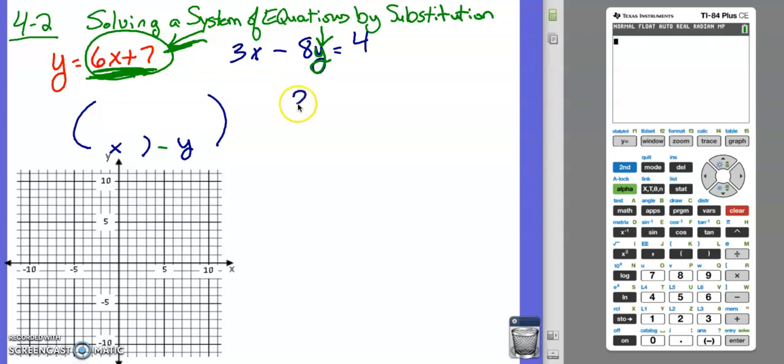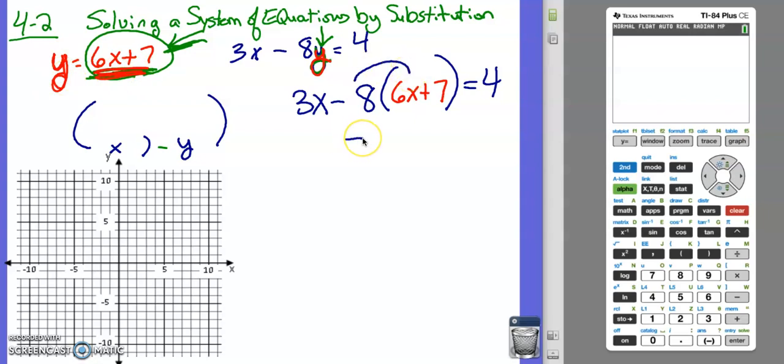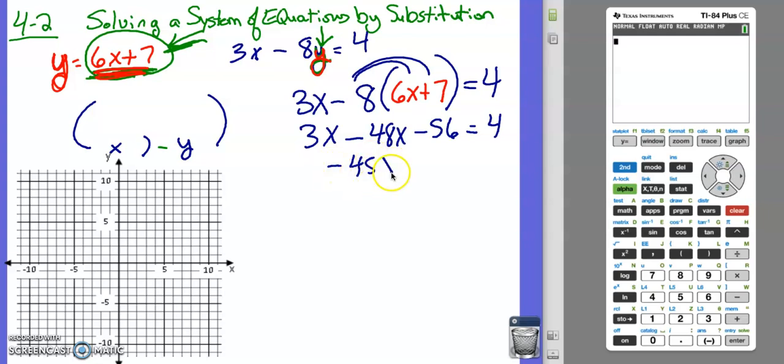So here we have 3x minus 8 times y equals 4. But remember, the y is 6x plus 7. So again, this y is all of this, because that's what it says. It says y equals all of that. And then what you're going to do is just solve this equation. We're going to use the distributive property. That's -8 times 6. That's -48x. And then -8 times 7 is -56. 3x minus 48x is -45x.